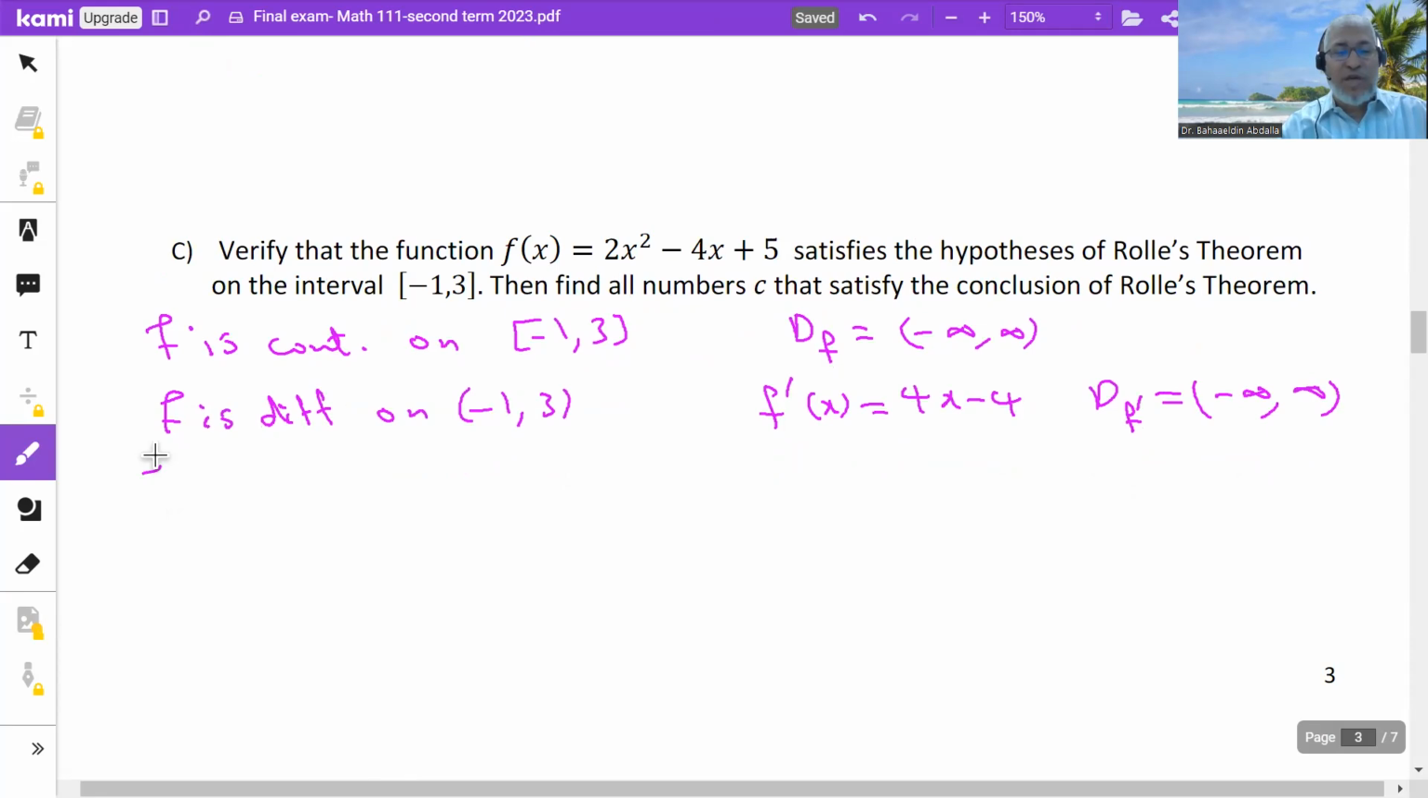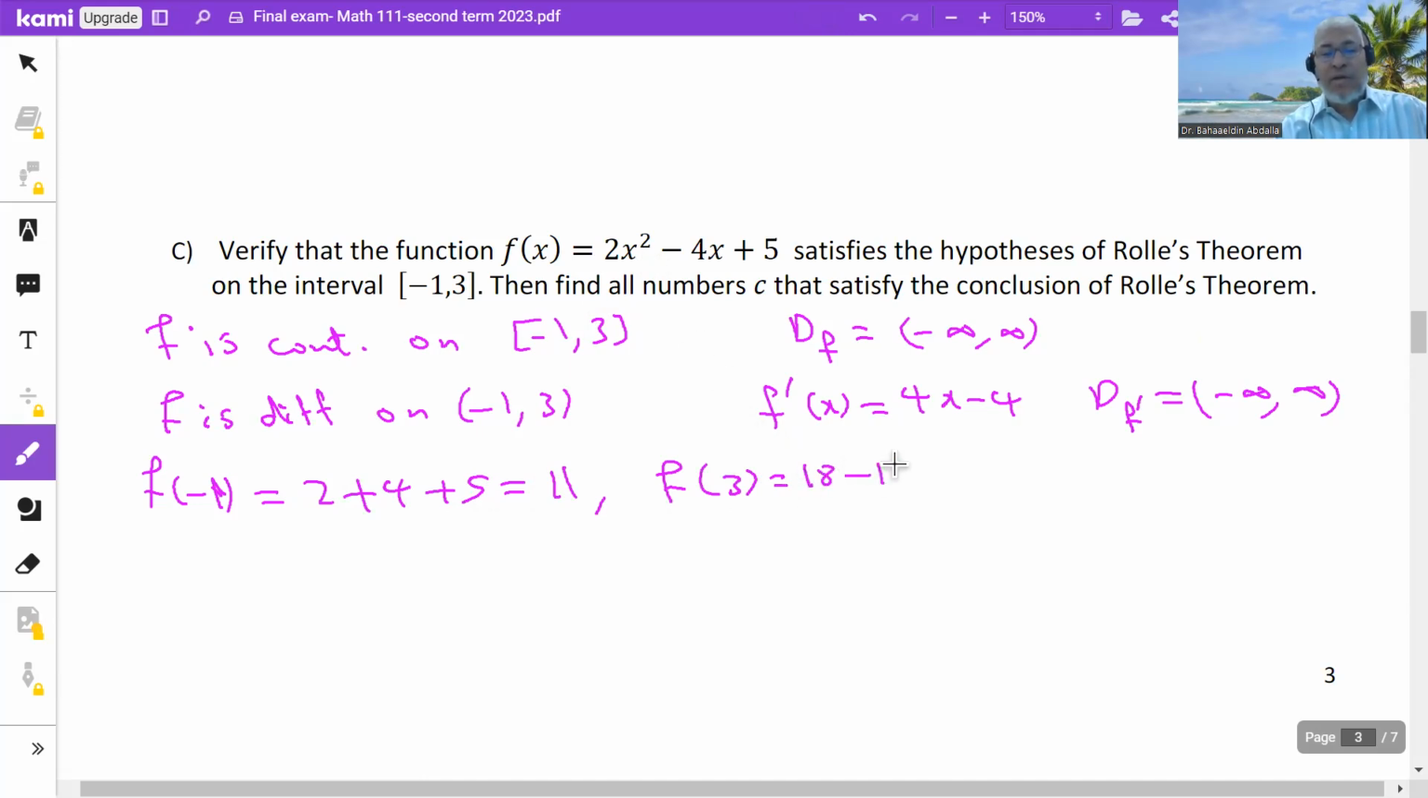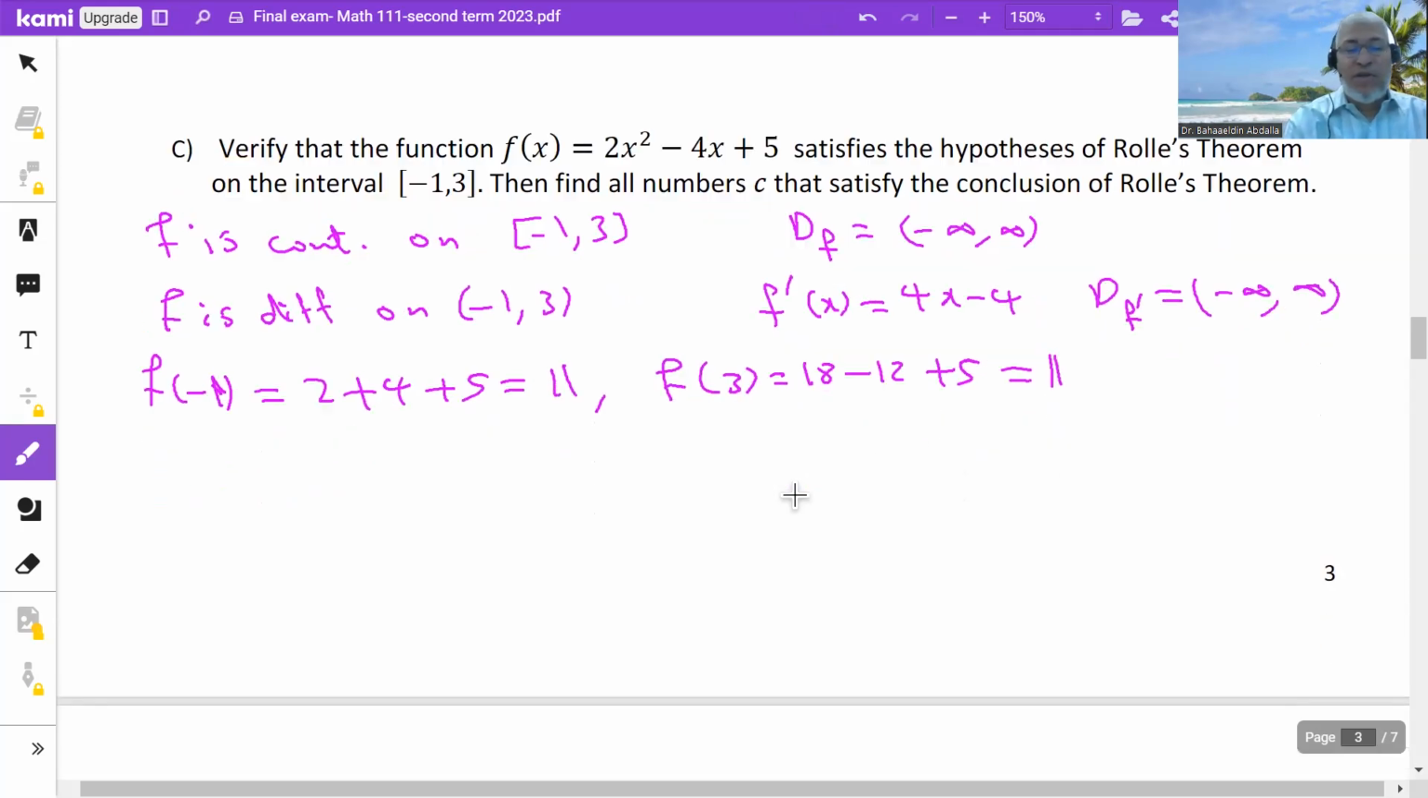And also we have to check that f of -1 is equal to f of 3. So if you replace x by -1, I'll have 2 minus 4 times, that's +1 plus 5, so that's 11. And f of 3 would be 18 minus 12 plus 5, and that's also 11. So f of -1 equals f of 3. So this is the third condition.